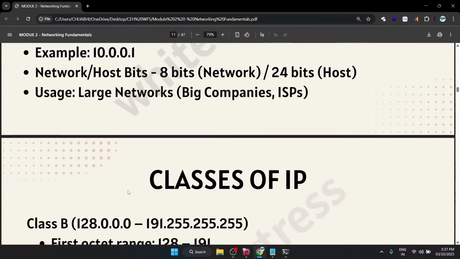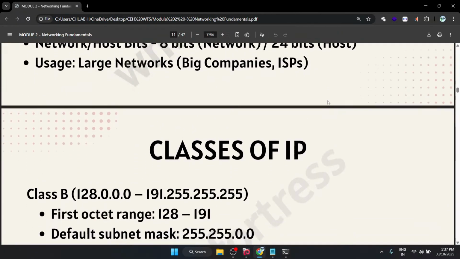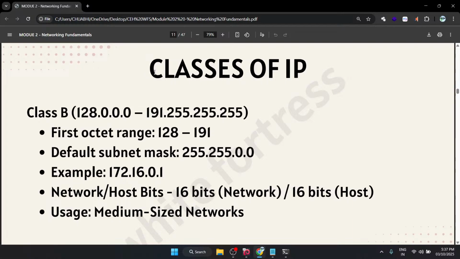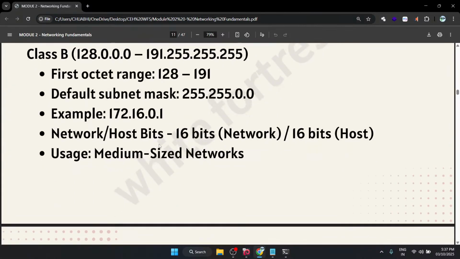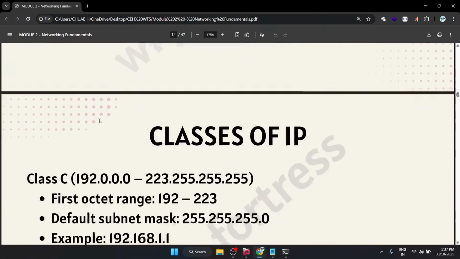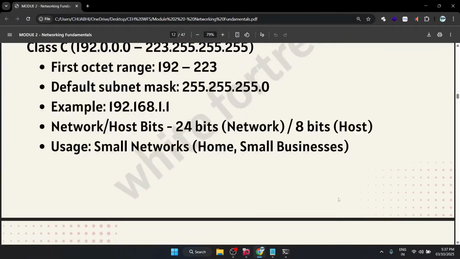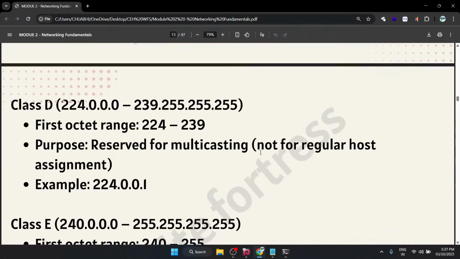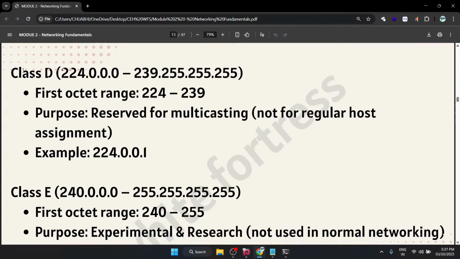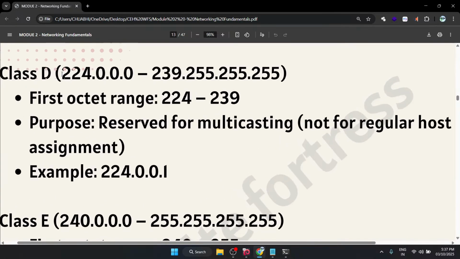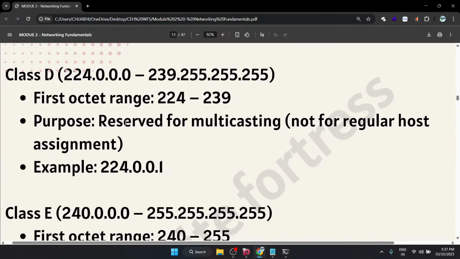So that's all that I have already taught about the classes of IP. Class A is used by big companies or internet service providers, mostly by internet service providers only. Class B is used by medium-sized networks or large companies. Class C IP addresses are used by small networks, small home, small business, or office networks. Now, what about Class D and Class E IP addresses? Class D IP addresses are reserved for multicasting. They are not for regular host assignment.